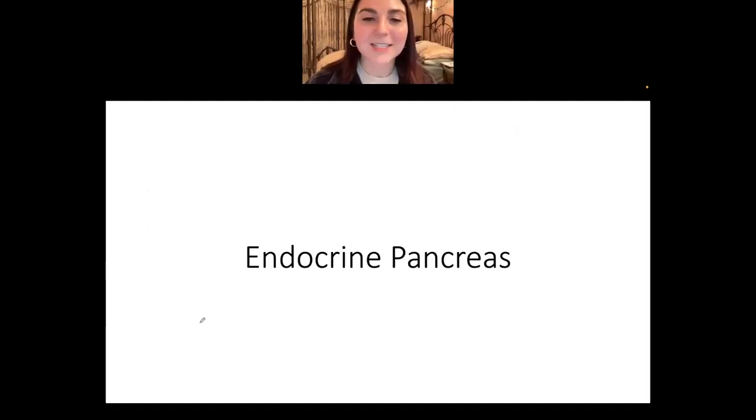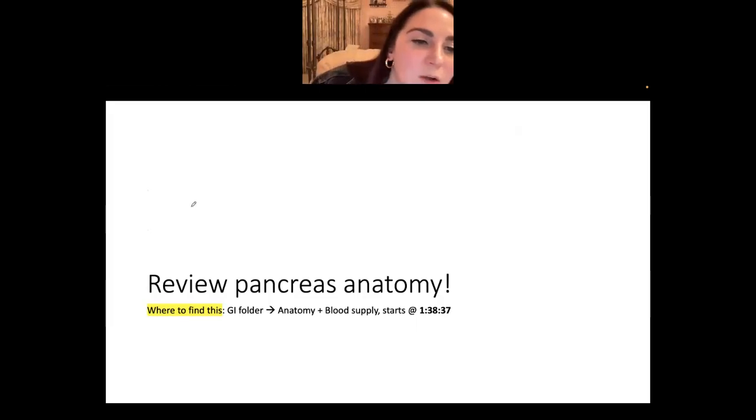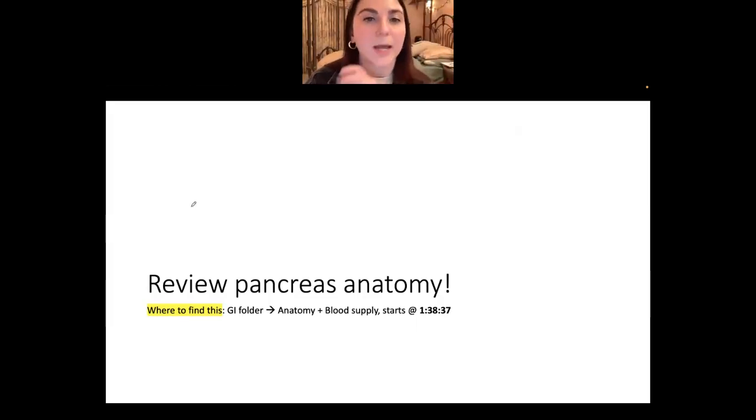All right, endocrine pancreas. I didn't go into too much detail because we did the exocrine pancreas with GI. I'm not going to waste time going over pancreas anatomy again, because we can talk about new stuff. If you want to review pancreas anatomy, like the head, neck, tail, all that jazz, it's the same organ. It's in the GI folder on the drive, in the anatomy and blood supply video at roughly 138:37. You can piece through it to find the blood supply discussion about the head, neck, tail, and where it is. Remember, it's a foregut organ, so it's located a little bit higher up.